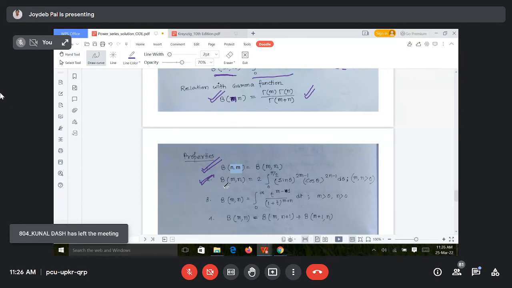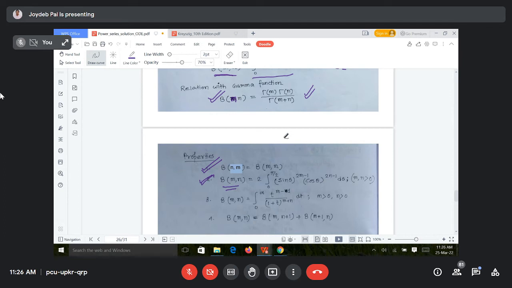The formula is beta m, n is equal to 2 into the integral from 0 to pi by 2 of sine theta to the power 2m minus 1 and cos theta to the power 2n minus 1. So the beta function can be related to the trigonometric functions sine and cos. That is the formula.